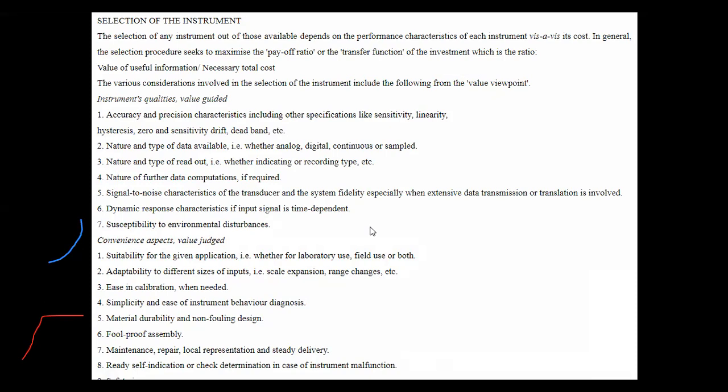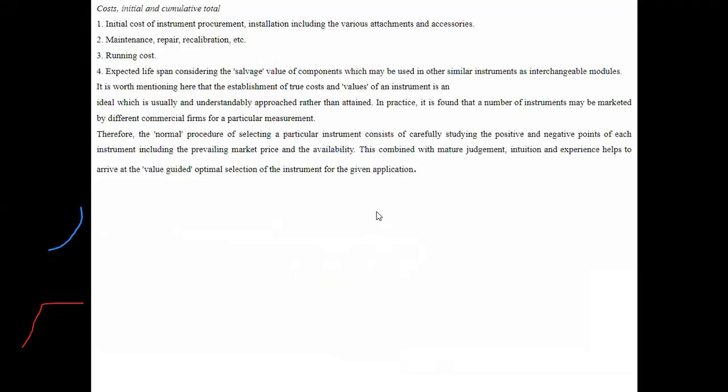Next is cost. First, cumulative initial cost of the instrument procurement, installation, including the various attachments and accessories. Second, maintenance, repair and recalibration, etc. Third, running cost. Fourth, expected lifespan considering the salvage value of components which may be used in other similar instruments as interchangeable modules. It is worth mentioning here that the establishment of true costs and values of an instrument is an ideal which is usually and understandably approached rather than attained.